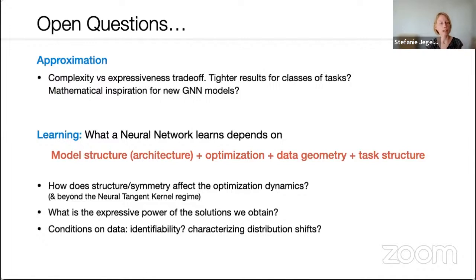Like, how does the structure actually affect the optimization dynamics? What does it mean for the actual function that we get out? What is the expressive power of this? And what does it mean for our sample complexities and the type of data we need to identify the right functions? So understanding all of these needs a lot more work and formalization in analyzing these methods.